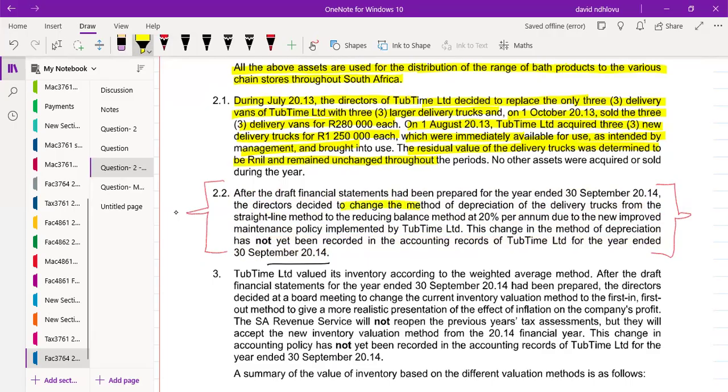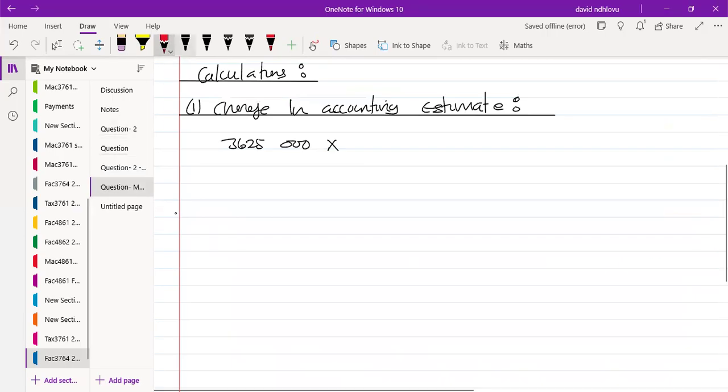Right, they decided to change the method of depreciation of the delivery trucks from the straight line method to the reducing balance method at 20% per annum due to the new improved maintenance plan. So therefore, we are supposed to apply what? 20% per annum, right, as of the beginning of the current year. So we're going to multiply that by 20%.